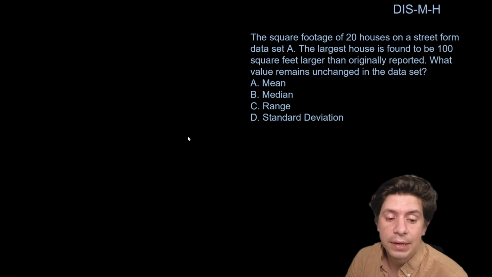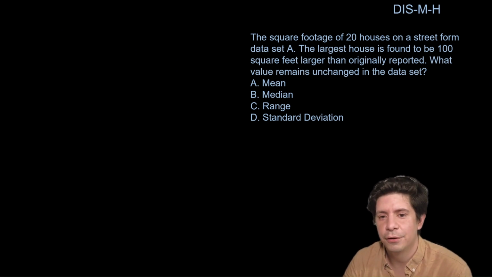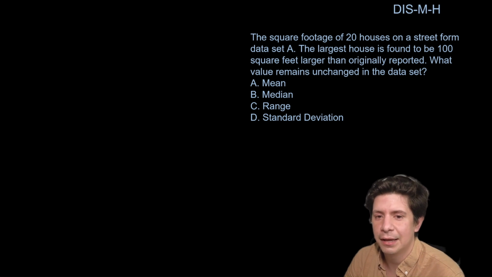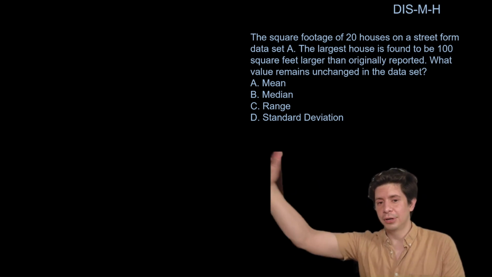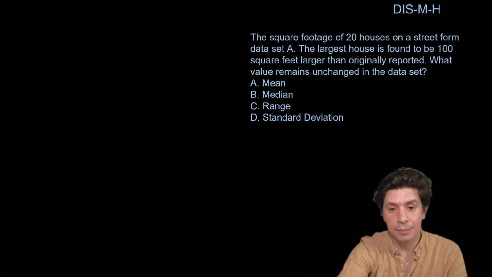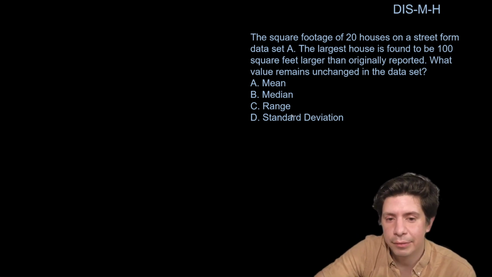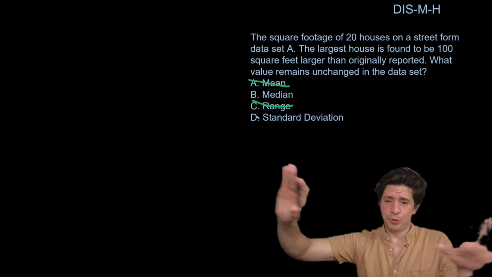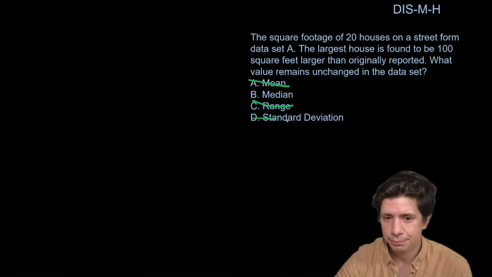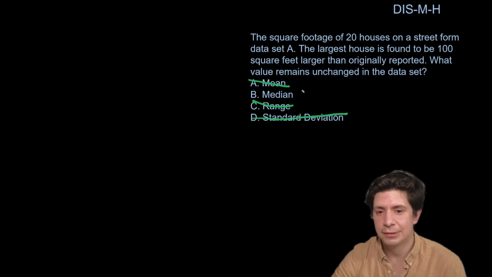Now we're on to category H, which is finding a change. The square footage of 20 houses on a street form dataset A. The largest house is found to be 100 square feet larger than originally reported. What value remains unchanged in the dataset? Because it's larger and nothing else has changed, the range is going to go up, right? Because it minus the minimum will be different now. The mean will change because we're changing the sum, and the standard deviation will change because the spread's a little more spread out. But the median won't change because the median only depends on the 2 middle numbers.